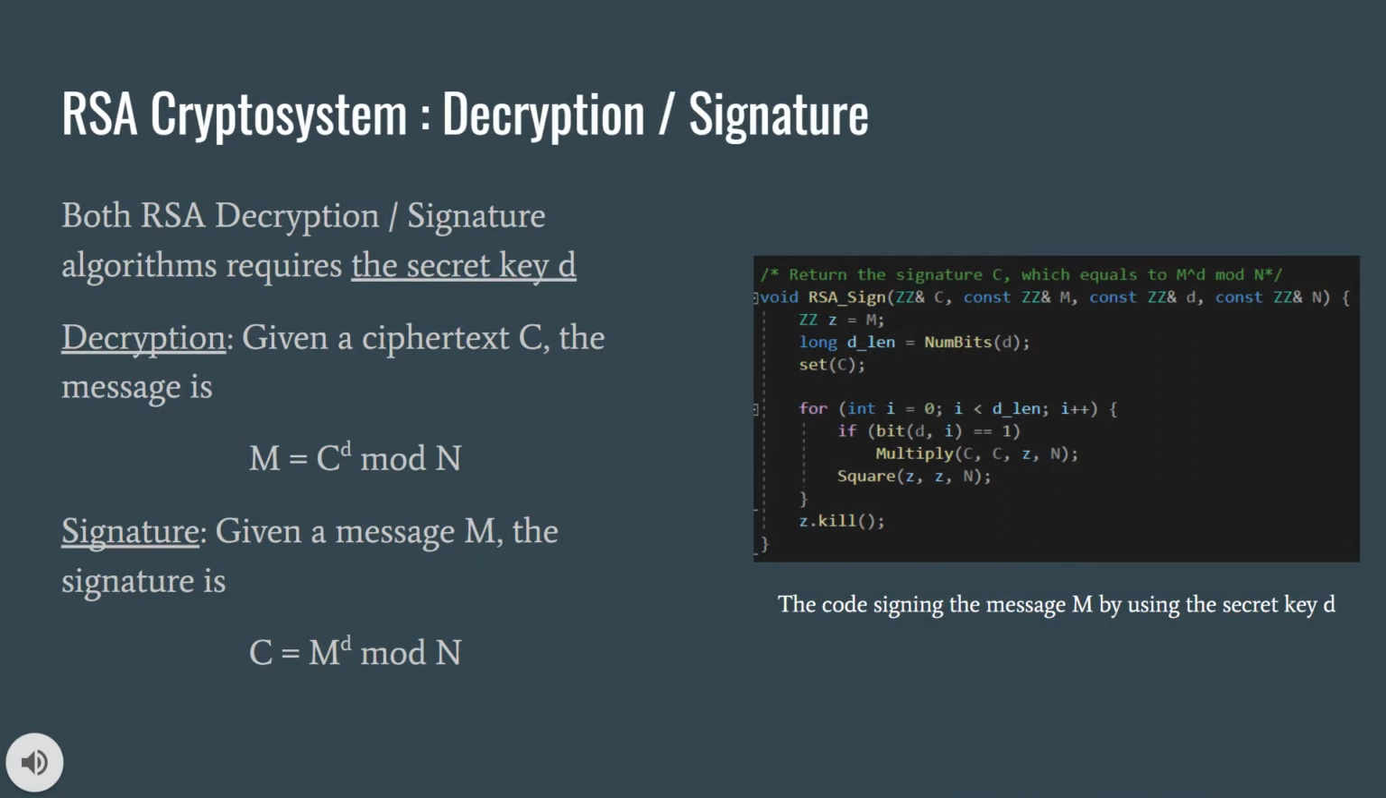RSA crypto system, decryption or signature. Both RSA decryption and signature algorithms require the secret key d. The decryption can be performed for a given ciphertext c. The message becomes m equals c to the d mod n. For the signature, for a given message m, the signature is c equals m to the d mod n. The code on the right just illustrates how we sign the message m by using the secret key.